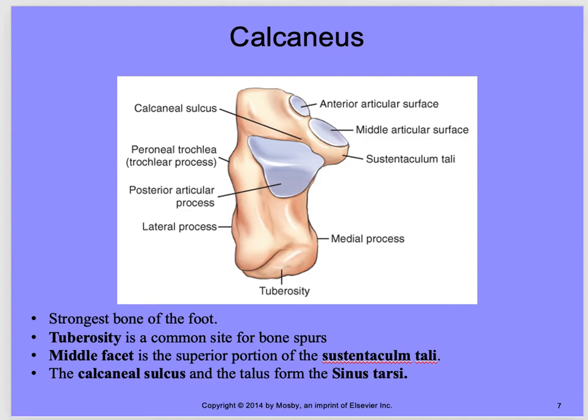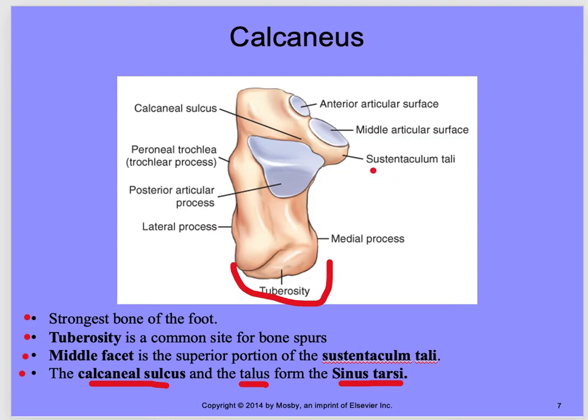Your calcaneus has several articular surfaces. It's the strongest bone in the foot. The tuberosity of the calcaneus is the most common site of bone spurs. So your tuberosity, that's your heel. Your middle facet is the superior portion of the sustentaculum tali. The calcaneal sulcus and the talus form the sinus tarsi, and you're going to see it better on your lateral image.